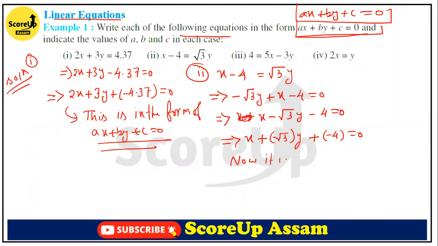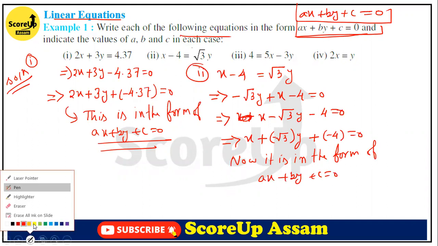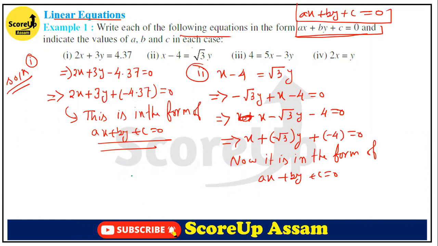Now it is in the form of ax plus by plus c. So here in this case, see, time is running. So after 10 minutes, you have to join again, okay? Because timing is limited. So now in this case, a is 1 and x is x. B is minus root over 3 and value of y is y, and c is minus 4. Okay?